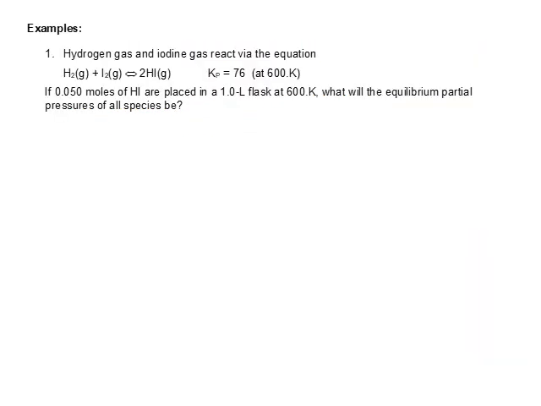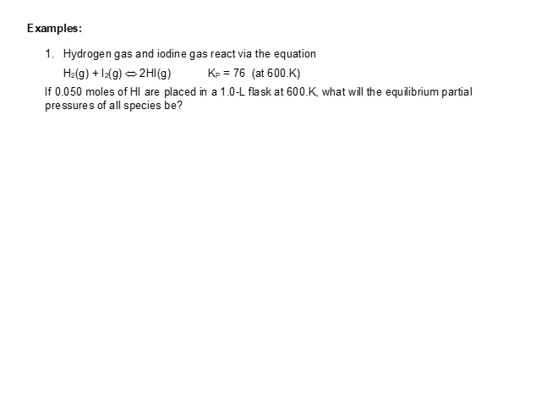Problem 1 involves the reaction between hydrogen gas and iodine gas to form hydrogen iodide. We're told that the Kp for this reaction is 76 at a temperature of 600 Kelvin. If 0.050 moles of hydrogen iodide are placed in a 1-liter flask at 600 Kelvin, what will the equilibrium partial pressures of all the species be?